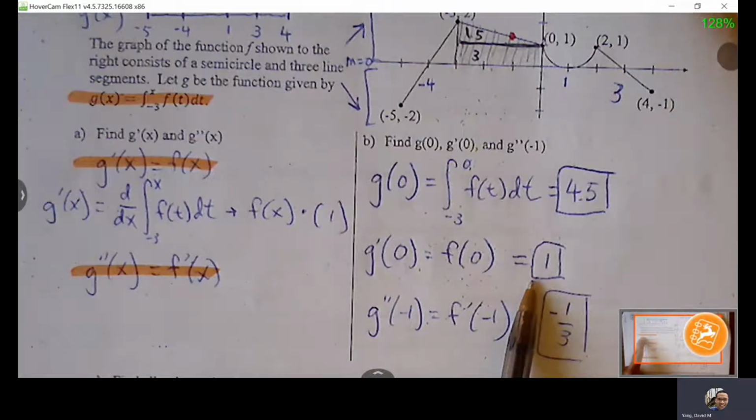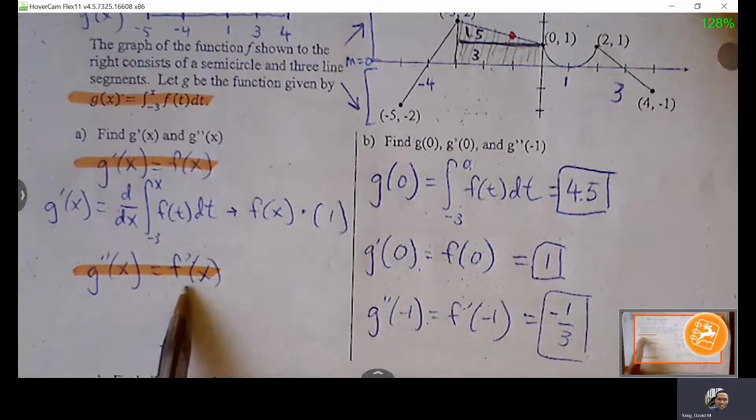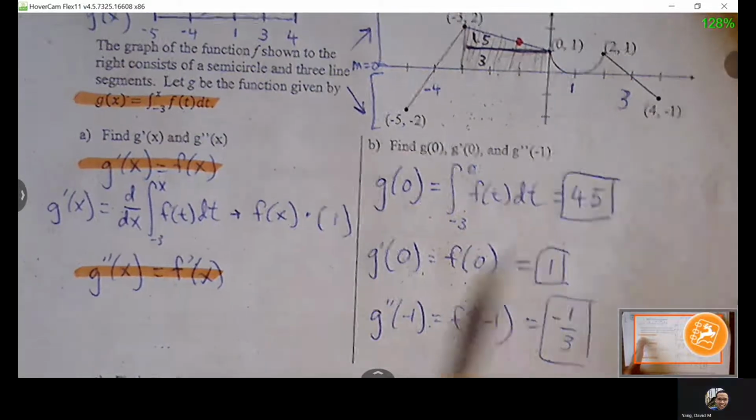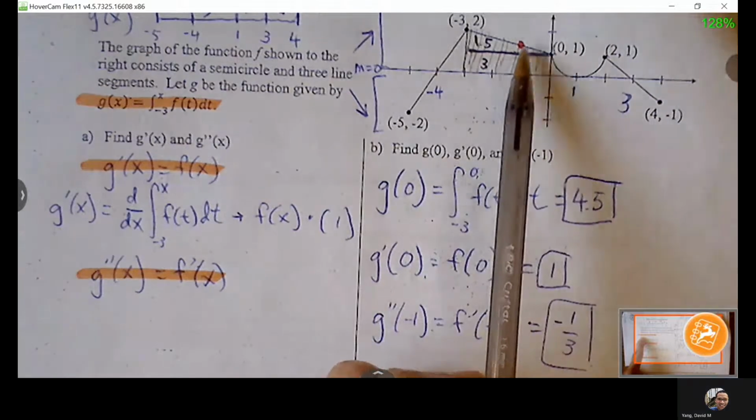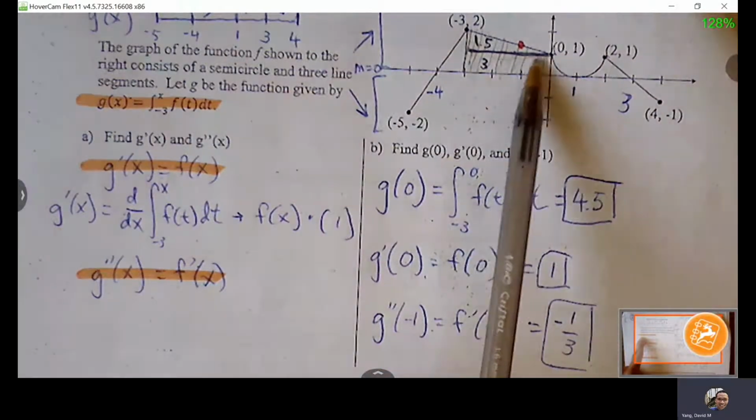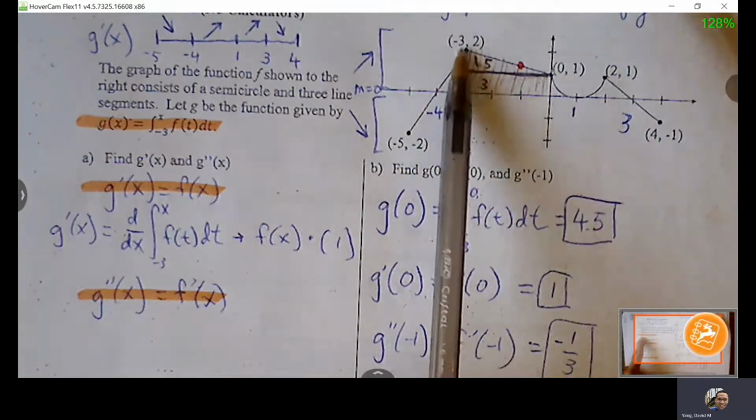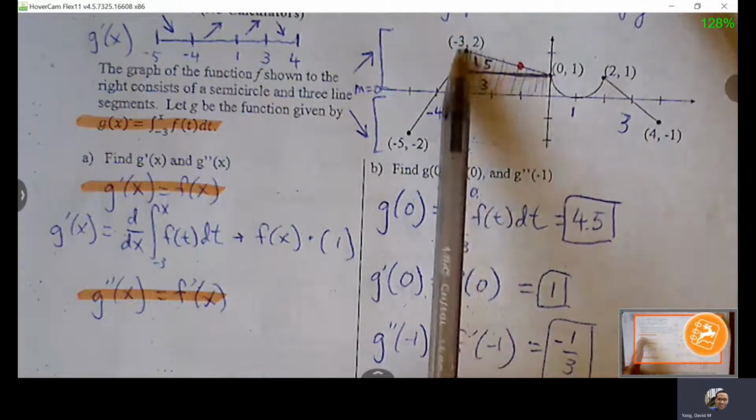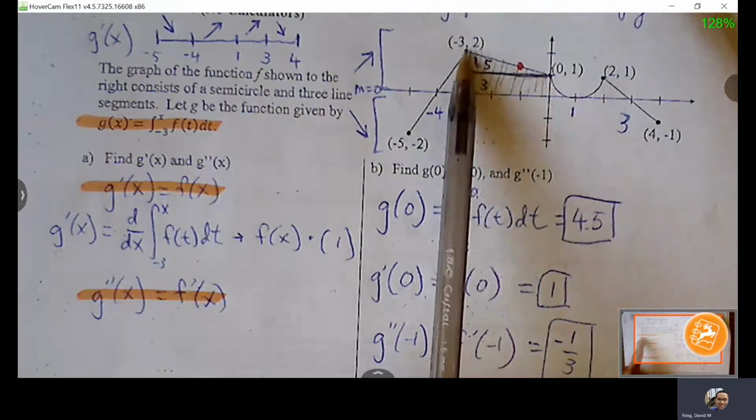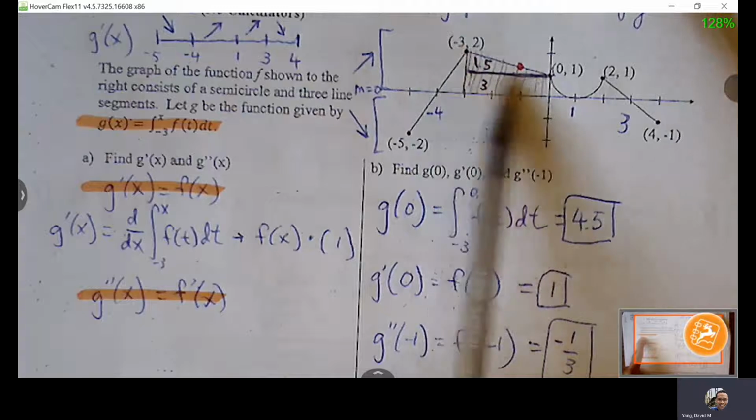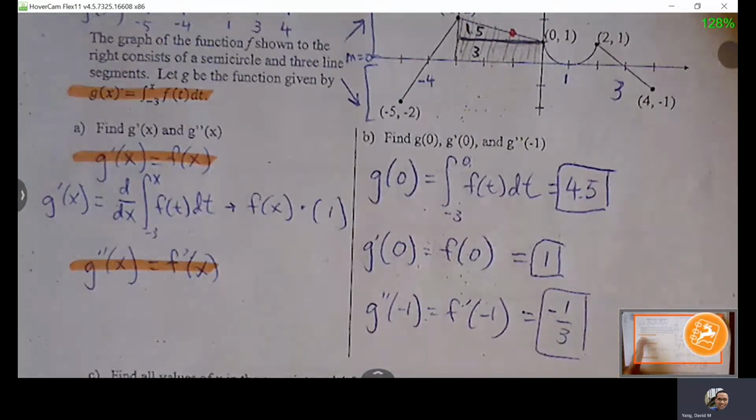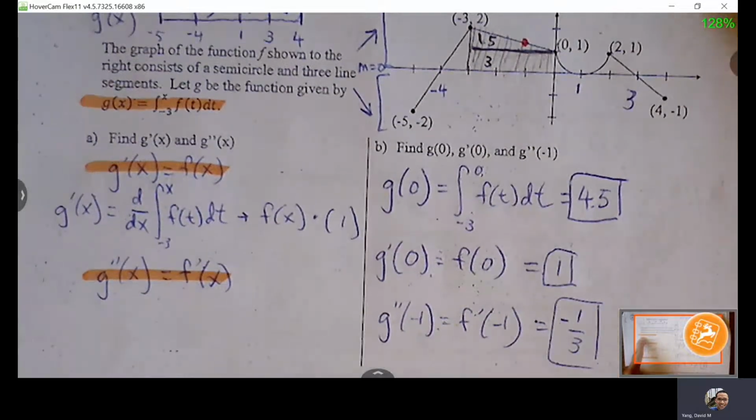If I want to find g double prime of -1, that in relation to f is f prime of -1. -1 is here, but f prime of -1 is asking for the rate of change at that point, which is essentially slope. So it's a nice diagonal line, which means that we can find the slope of this line. The slope of this line is going to be the same all the way through. So I just do rise over run, down 1 over 3, -1/3. Okay. Any questions so far, A and B?